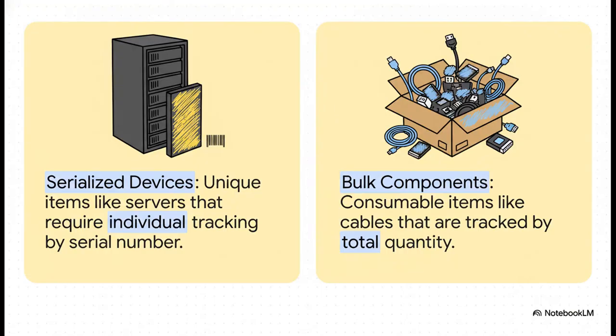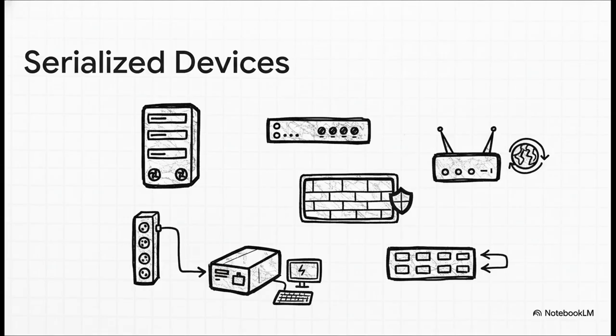So the whole idea behind the app is that it splits your inventory into two big buckets. On one side, you've got your serialized devices, the unique, high-value stuff like servers and switches. And on the other side, you have bulk components, think cables and connectors, where you really just care about how many you have in stock. So for those serialized devices, we're talking about the real backbone of your operation. The app is built to track your individual servers, your switches, routers, firewalls, even things like your PDUs and big storage arrays. Every single one gets its own unique entry.